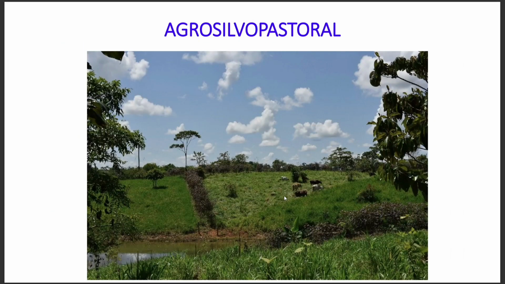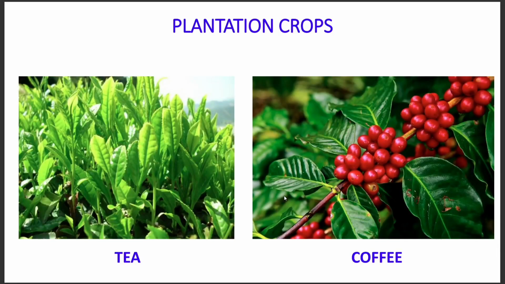After that we have agro-silvopastoral. Mainly all these things are present. We have agronomic crops, we have silvicultural crops, mainly the forestry level trees or crops, and we have the pastoral land for livestock. Then we have plantation crops.